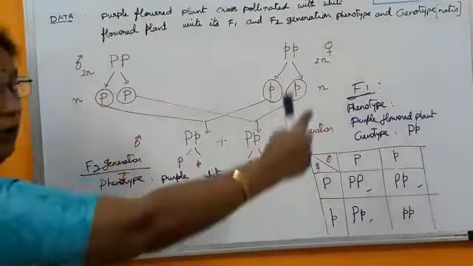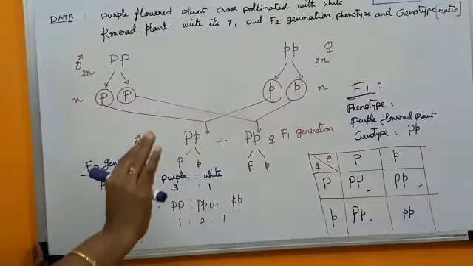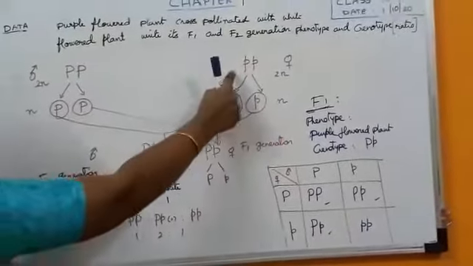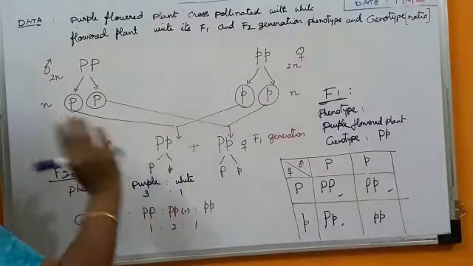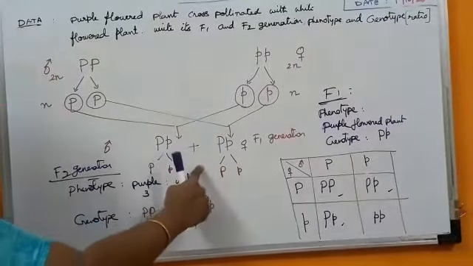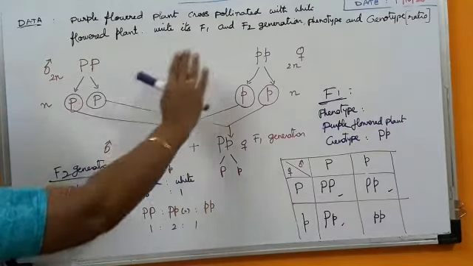So this is monohybridization. Whichever monohybridization cross you take, with a dominant and a recessive, if you crossbreed you will get this one only, always. And in the F1 generation you will always get the dominant one. So I will give a sum like this.